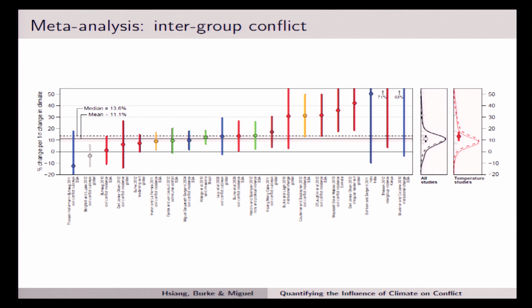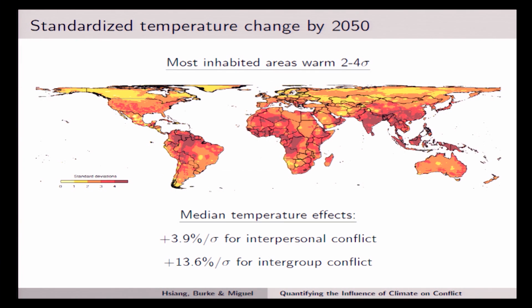So now taking these numbers and thinking about the future, we're hesitant to make very concrete projections because there are many things about society that we expect to change over the next several decades. But what we've done here is we've taken output from a business as usual scenario, and we've scaled it according to the local standard deviation in temperature.